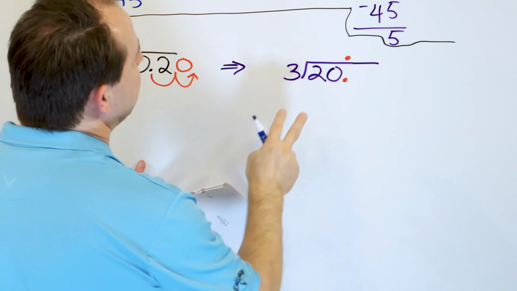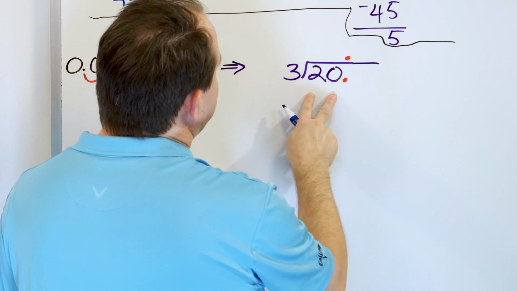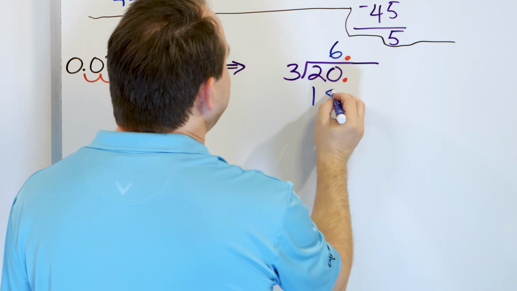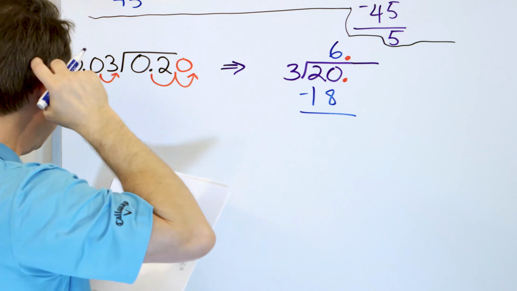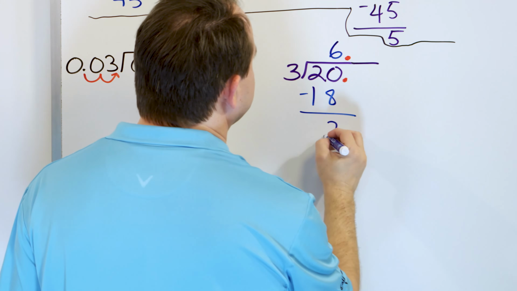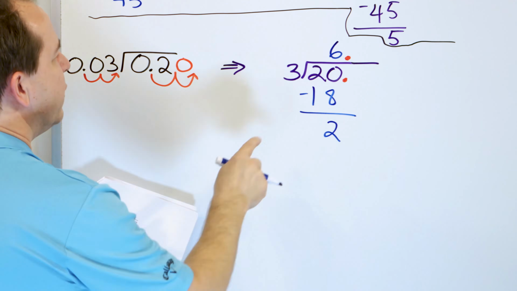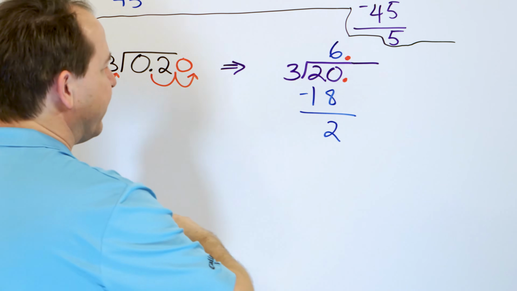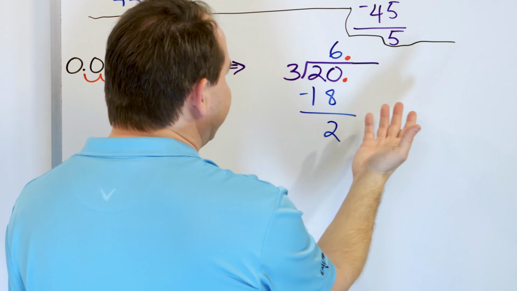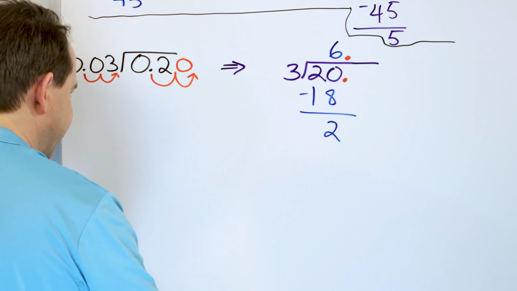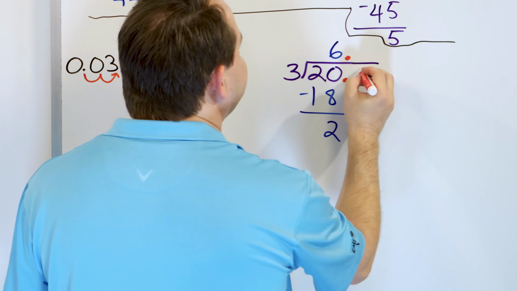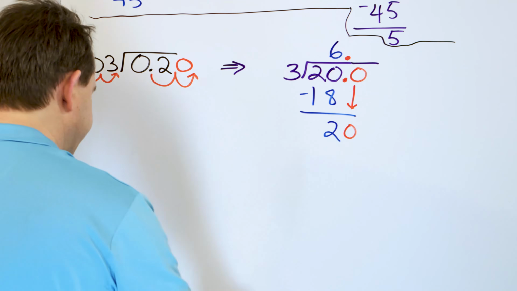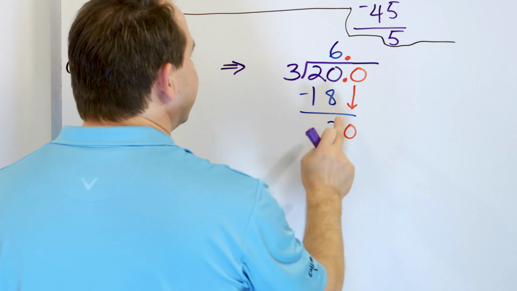Well, 3 times 6 is 18, and 3 times 7 is 21. So it has to be 3 times 6. That's going to be 18. 20 minus 18 is going to be 2. You can borrow if you want, but I think when you count up from 18, 19, 20, you see the difference is 2. Now I got a remainder of 2, and I don't have any more digits here, but I can't stop there. I want the remainder to be 0. So I'll just add a 0 here, which doesn't change anything, and I now have a remainder of 20. Now, 3 times what is 20?